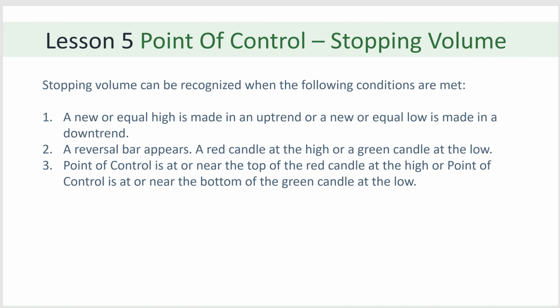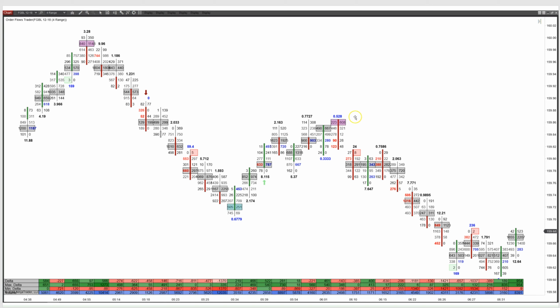Now, stopping volume, how to recognize it is when the following conditions are met. A new or equal high is made in an uptrend, or a new or equal low is made in a downtrend. A reversal bar appears, right? It's a reversal setup, so you've got to have a trend to reverse, and it's going to reverse on a reversal bar. So it's a red candle at the high or a green candle at a low. Point of control is at or near the top of a red candle, or at or near the bottom of a green candle. Most of the ones that I'm going to show you are point of control at the top.